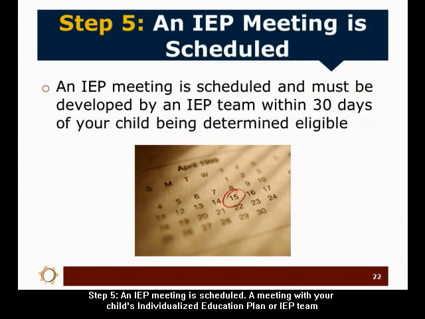Step 5. An IEP meeting is scheduled. A meeting with your child's individualized education plan, or IEP team, will be scheduled within 30 days of your child being determined eligible for services. You are an important member of this team. You are also an expert on your child and how he or she learns. This is a great opportunity for you, the parent, to share your concerns and educational goals with your child's team.